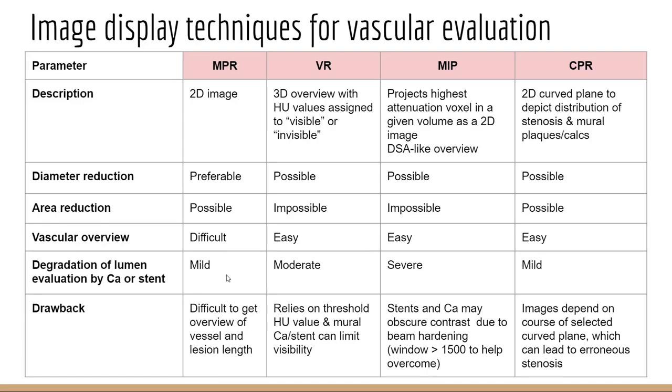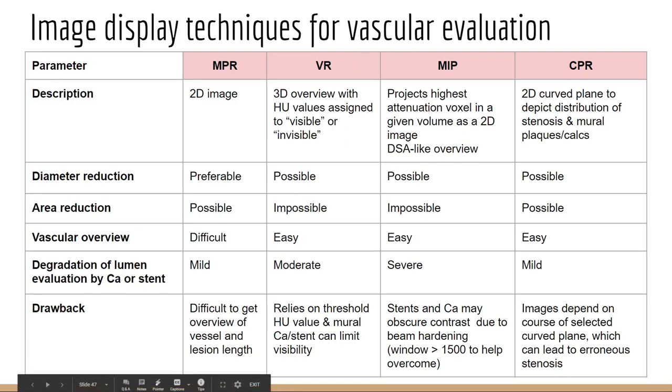Degradation of lumen evaluation by beam hardening artifact from calcification or stent is pretty mild, and if present, it just takes some windowing and leveling. The biggest drawback with multiplanar reformats is that it's difficult to get an overall overview and lesion length, just because of the inherent nature of the single 2D slice image.